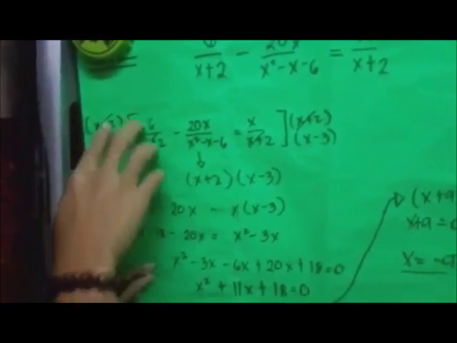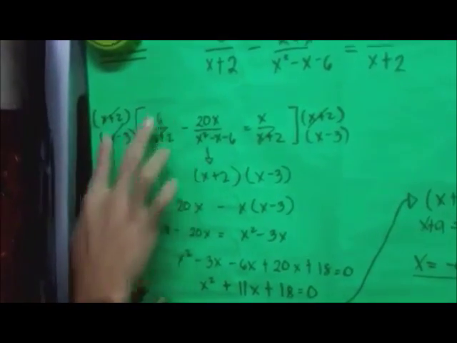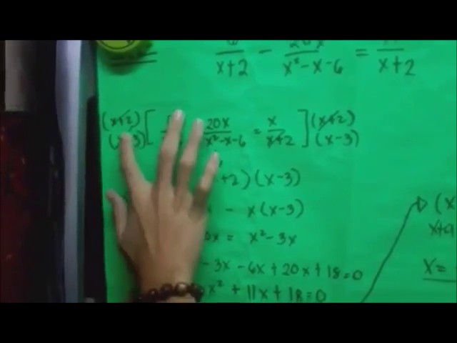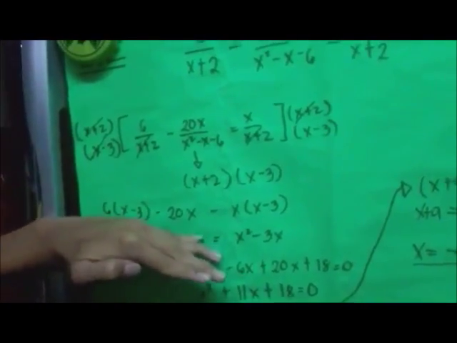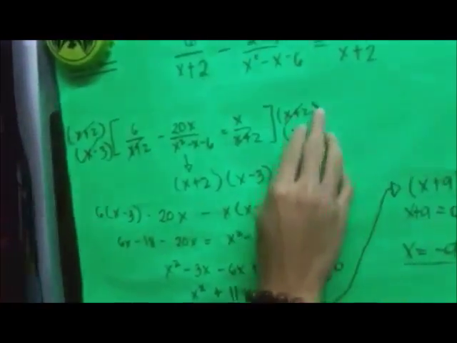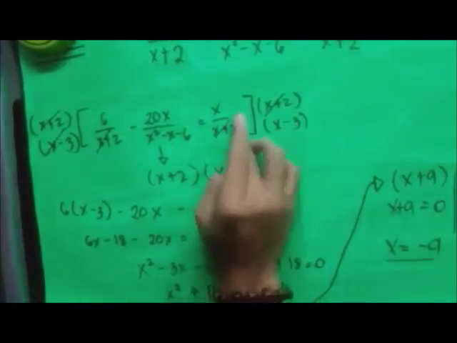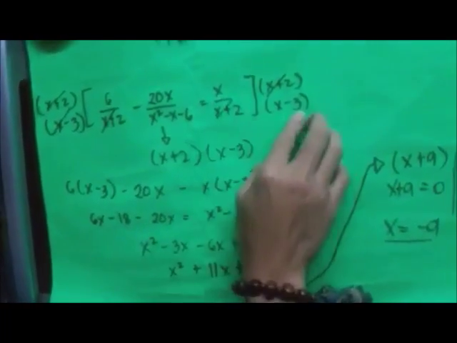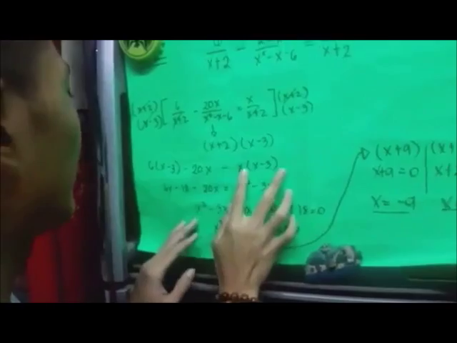Tapos, ito po, multiply, cancel. Tapos, i-distribute na lang po natin. Ilalapag po natin yun dyan. Tapos, dito din po gagawin natin sa kabila. Dito, multiply, cancel. Tapos ito, x, i-distribute na lang din po natin yan. Yan.